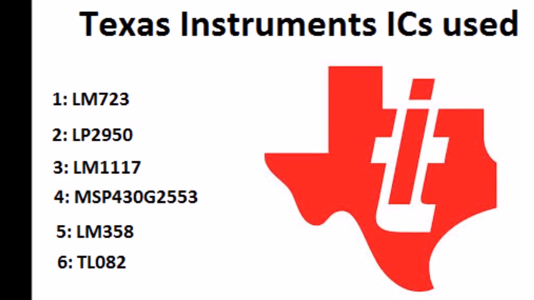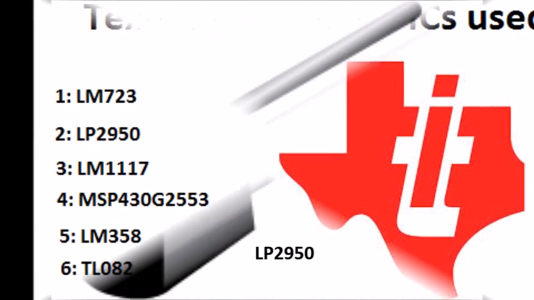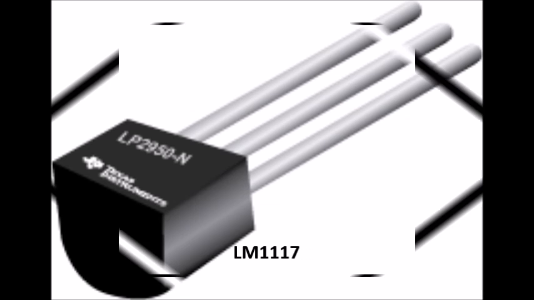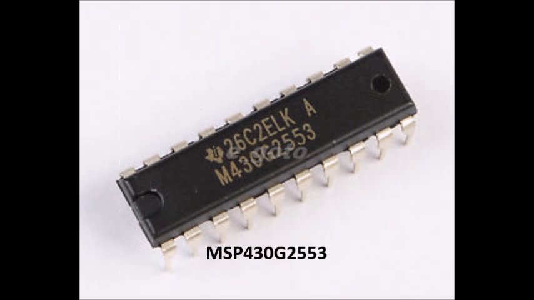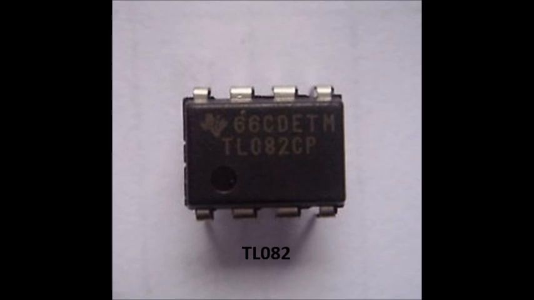LM723 linear switching voltage regulator IC, LP2950 5V low dropout voltage regulator, LM1117 3.3V low dropout voltage regulator, MSP430G2553 low power mixed signal microcontroller, LM358 dual operational amplifier, TL082 dual operational amplifier with high slew rate.